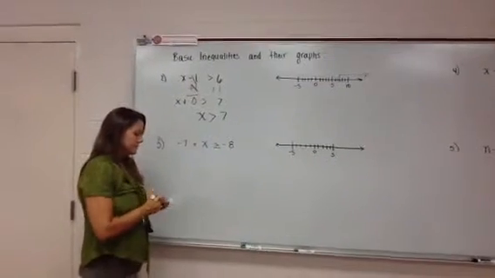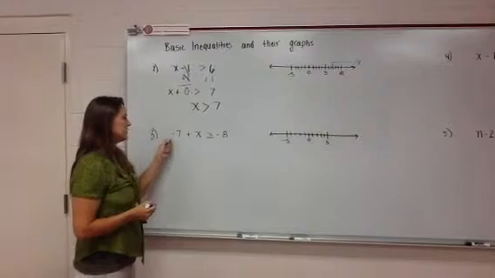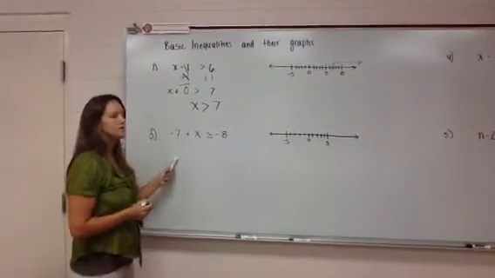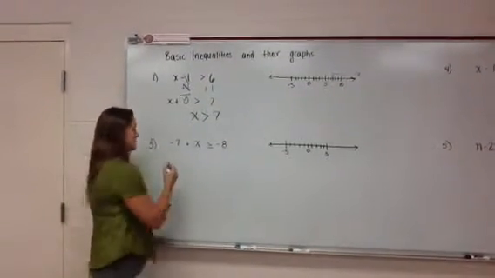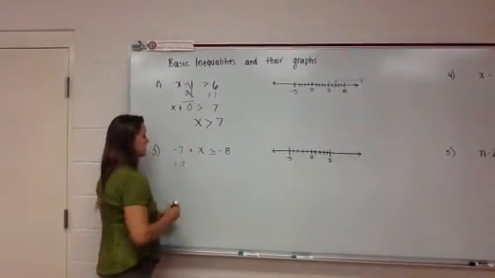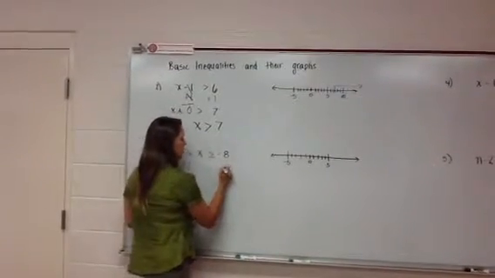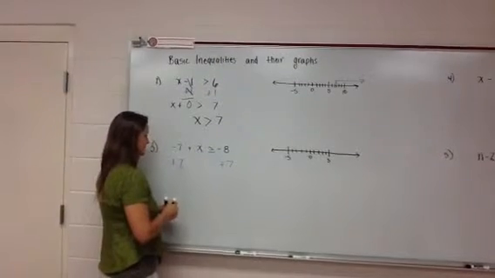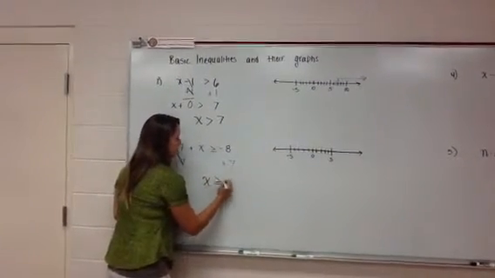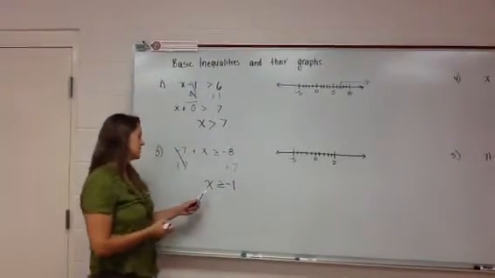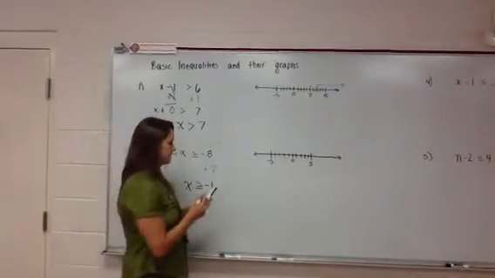Number 3. Again, my goal is to get x by itself. So I have this -7 here. I want to cancel it out, do an inverse operation. So this I'm going to add 7 to. -7 plus 7 is 0. And I can't just add 7 here, I have to also add it on the other side of the inequality sign. And I'll be left with x is greater than or equal to -1. X is isolated, I have a solution, I'll graph this on a number line.